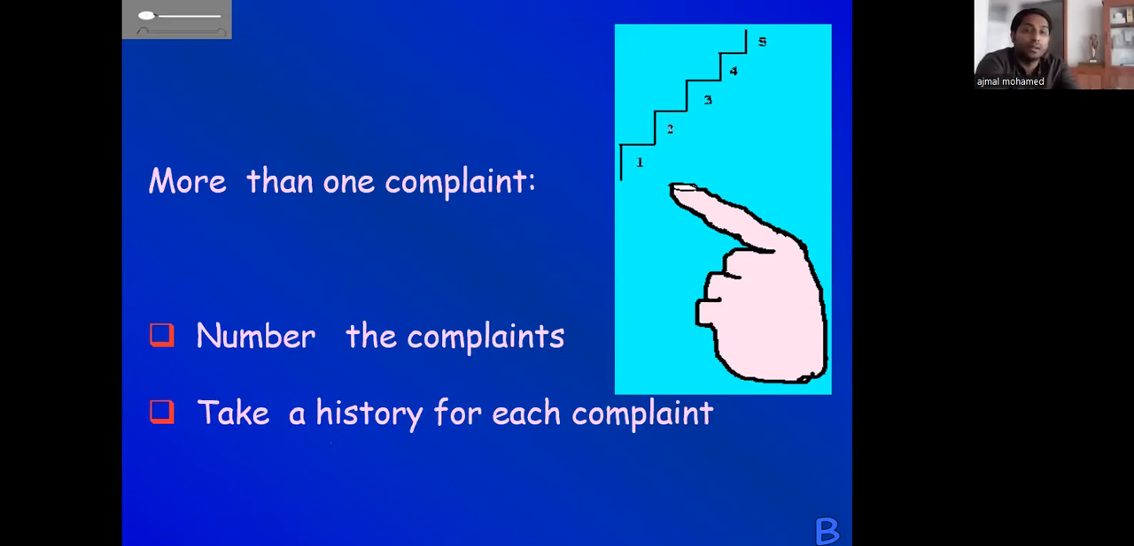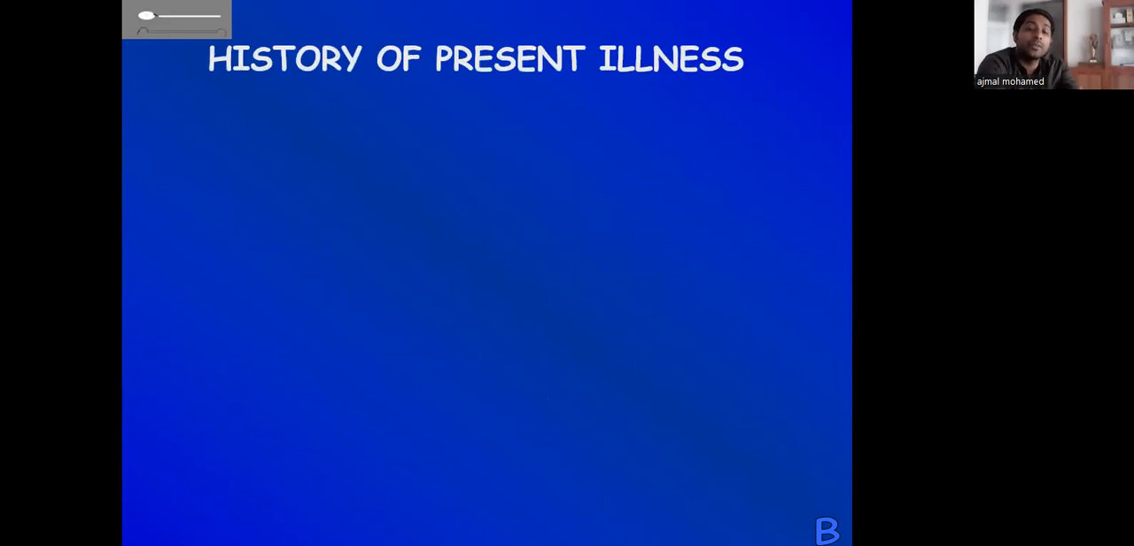Now, for example, a patient has more than one complaint. A patient gives a complaint of a missing tooth on the left side. Again, the patient gives a complaint of an ulcer on the tongue. The patient has three chief complaints. All these chief complaints you have to write in chronological order, and for each of them you are supposed to write a proper history of presenting illness.